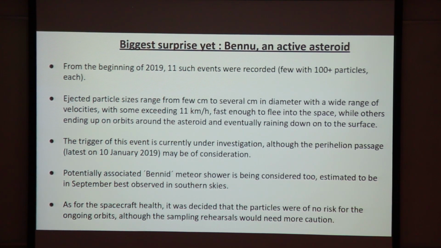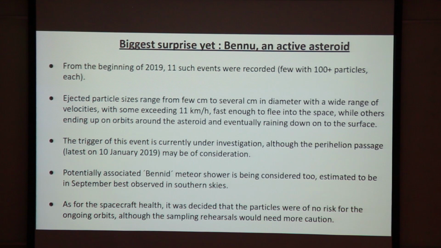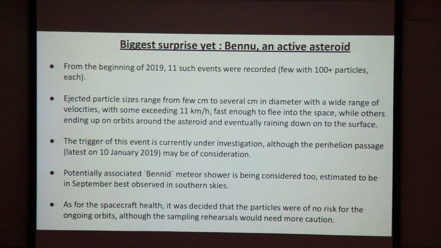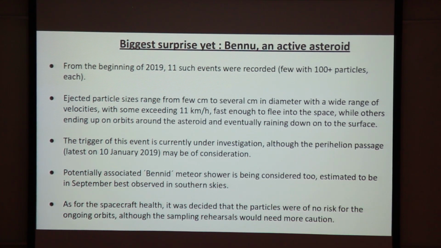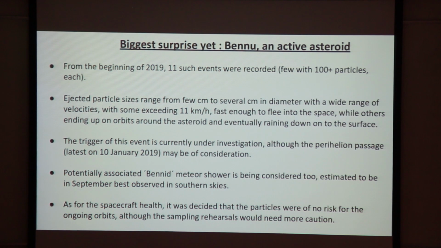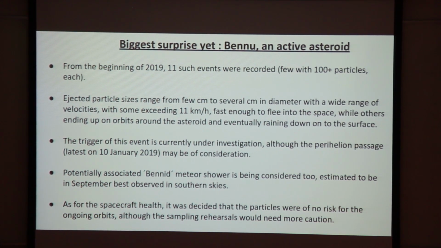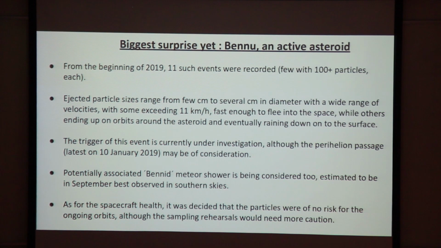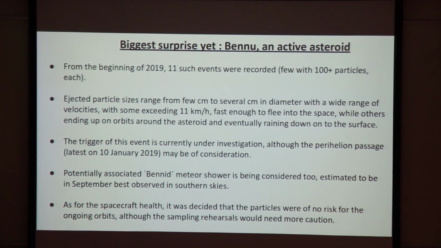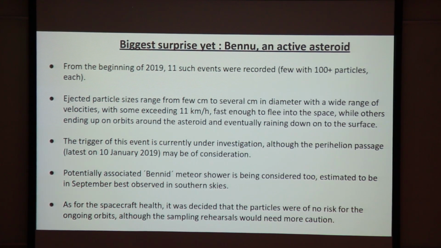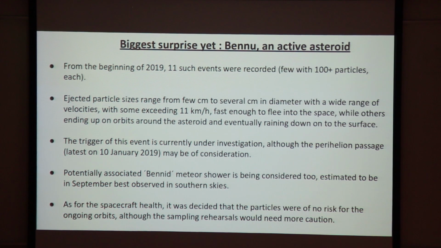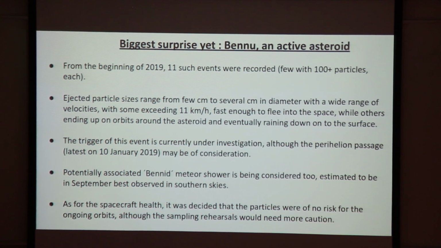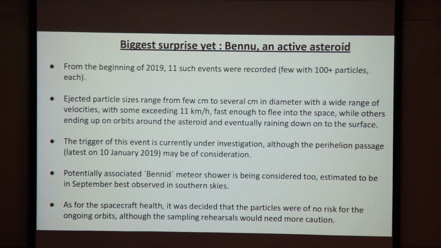And so the question is, what is the trigger? We are not sure about it yet. As a matter of fact, Bennu's perihelion passage was in the middle of January, so this might be a reason, but we are still trying to validate and get a better understanding of the phenomenon without coming to conclusions prematurely. Because a sort of meteor shower from Bennu might be taking place, people are going to observe it in September this month in the southern skies, to see if such a meteor shower is present and to validate any particles that might be related to Bennu.